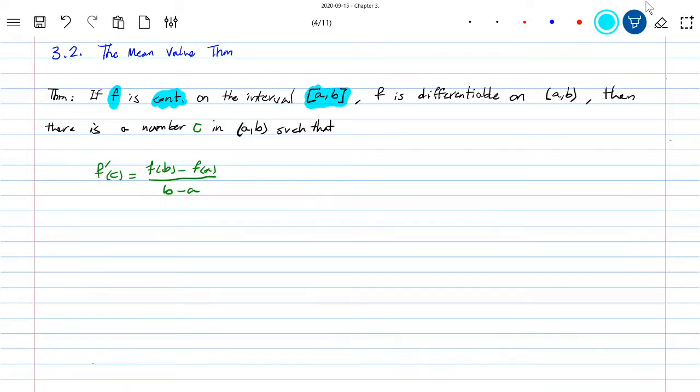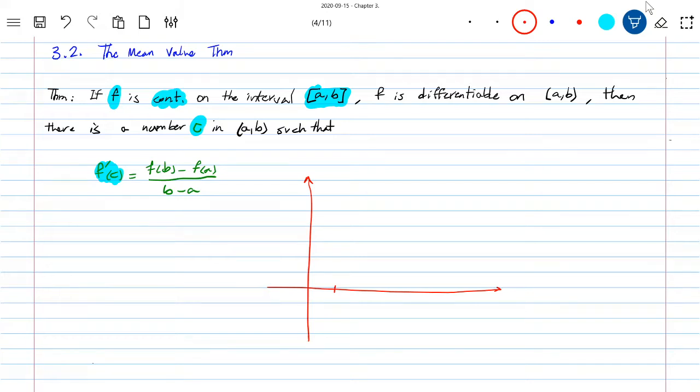Then there's a specific constant c. There should be at least one number c, but we'll mention where this c is. That satisfies the following property: the derivative at that location c equals f of b minus f of a divided by b minus a. Okay, first let's see what this means. The theorem has some good consequences, but I want to see first what this theorem means.